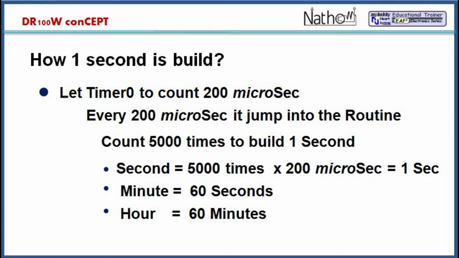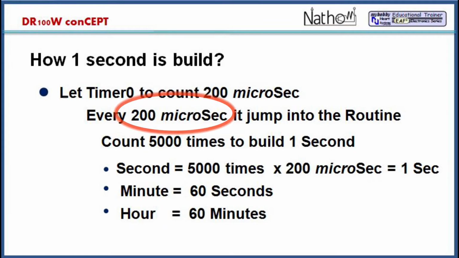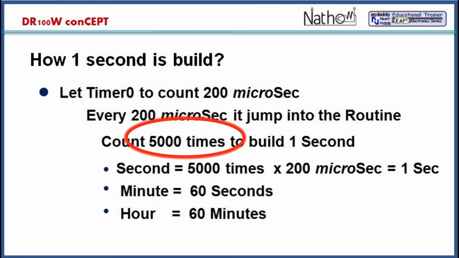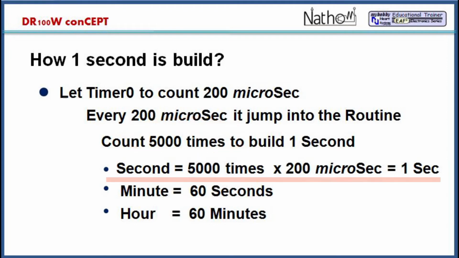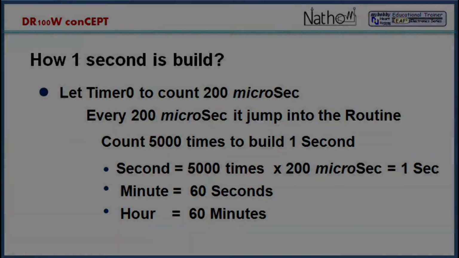Let's see the final slide where we let the micro count in microseconds running at the background, and when it counts 200 microseconds, it will jump into the interrupt service routine and count 5,000 times. This jumping and counting 5,000 cycles multiplied by every 200 microseconds will take 1 second, and from there we will now generate a minute and hour.